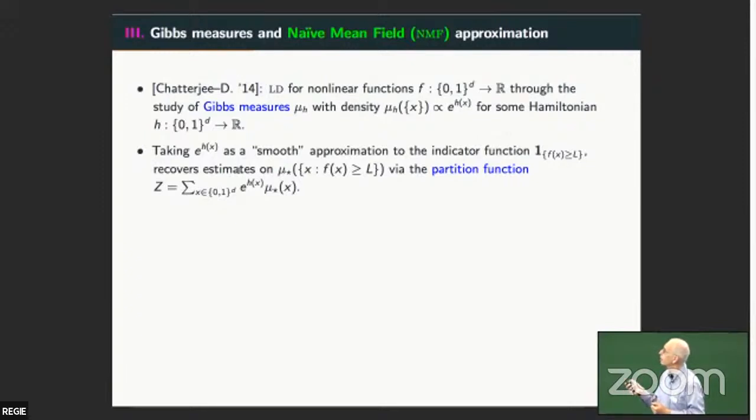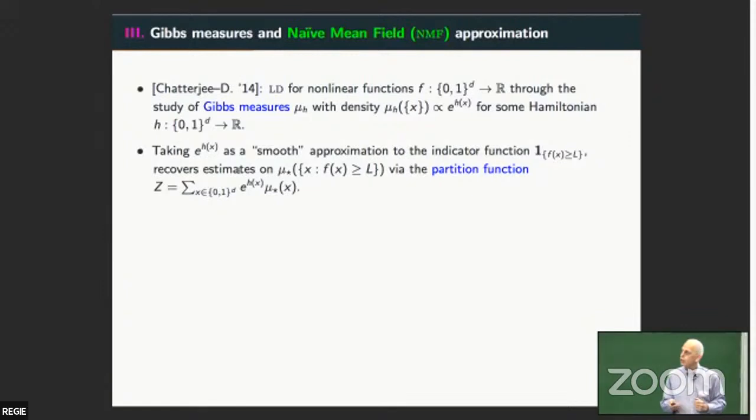If e to the h is really an indicator, if you plug it here, you see that this sum is nothing but the probability of this set. And the advantage of the smooth approximation is that you can use Taylor, you can differentiate, you can do all sorts of approximations which are difficult to do on indicators. So this is just an approximation of an indicator, as I mentioned, by e to the h, and then you sum up.